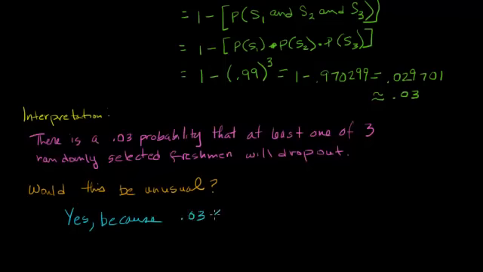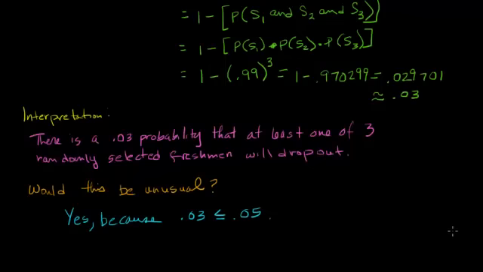0.03 is less than or equal to 0.05. It's less than, right? And that's our unusual cutoff. Any probability that's 5%, 0.05 or less, is considered unusual. So we would find it unusual if we randomly select 3 freshmen and then find in the fall that at least one of them dropped out of those 3.